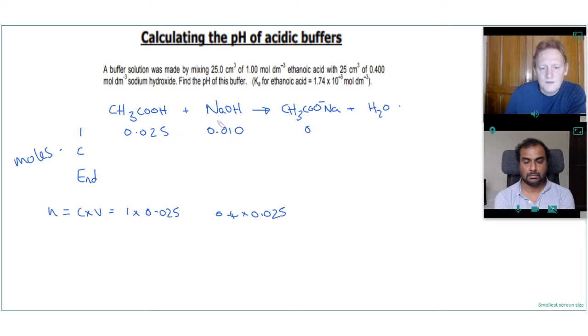So the sodium hydroxide is purposefully the limiting reagent. It's always less than the ethanoic acid to create the buffer solution. And so the amount of moles that reacts here is the sodium hydroxide moles, which is 0.01. And it's all a 1:1:1 ratio in the equation. So the change is 0.01.